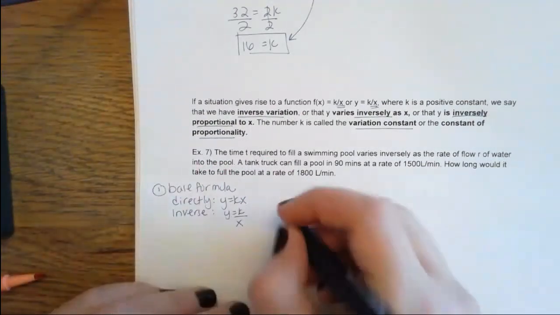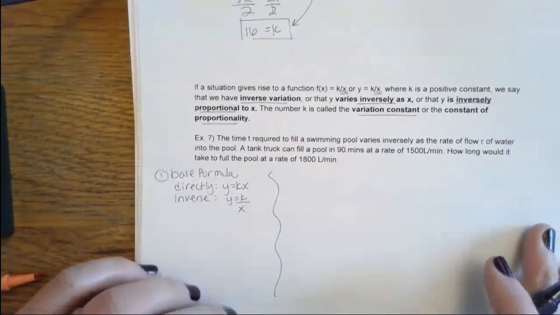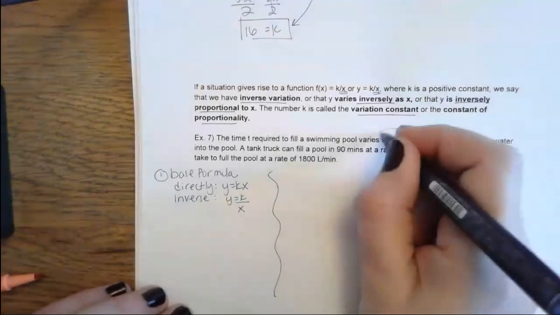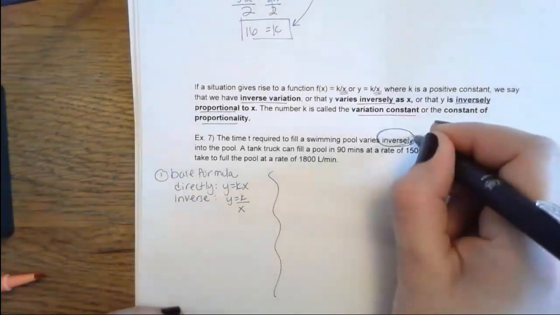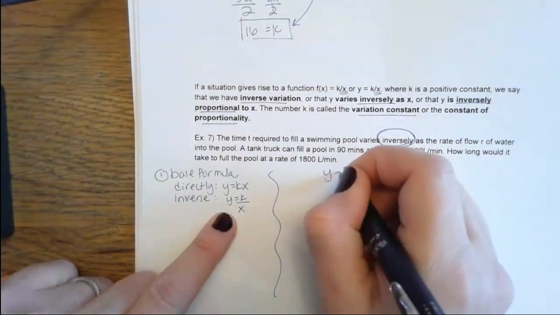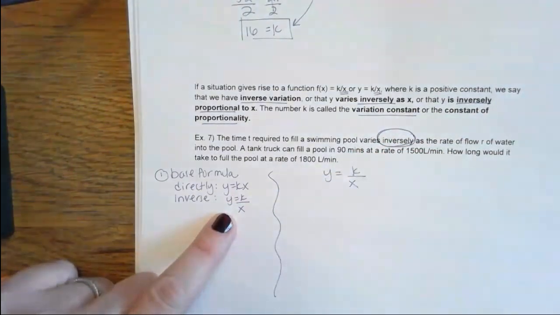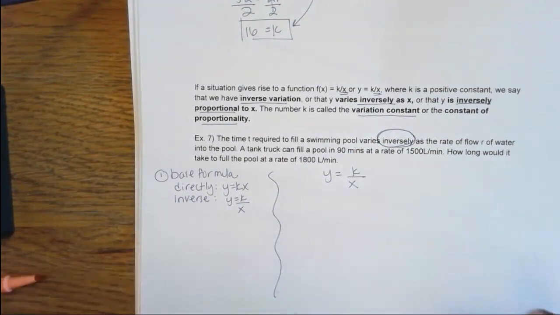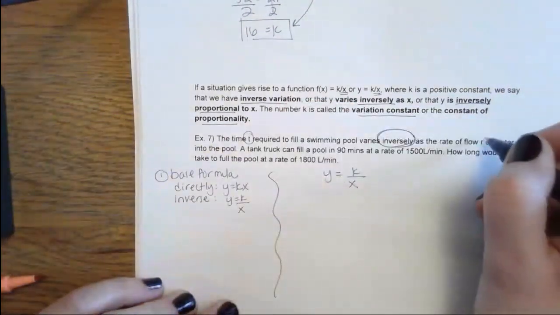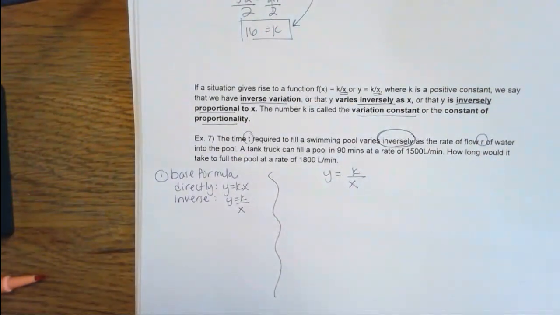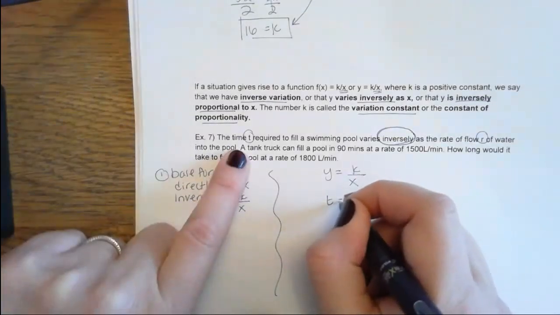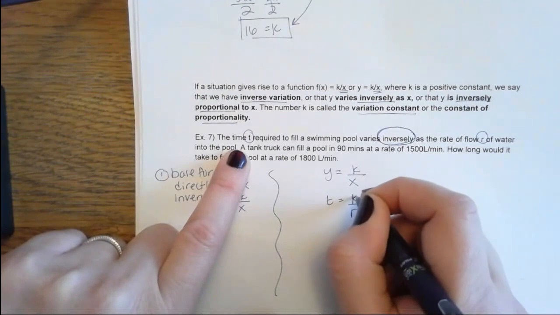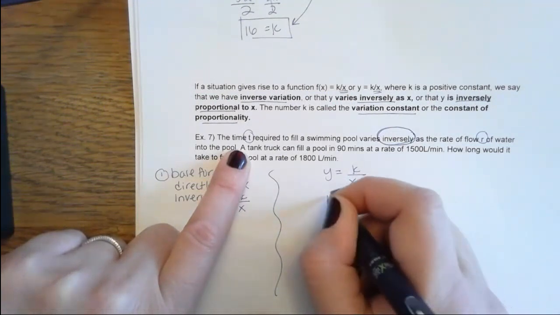So let's read through this one. The time t required to fill a swimming pool varies inversely as the rate of flow r of water into the pool. I'm seeing inversely, which means that my formula looks something like this. Now, I'm not using y and x here. I'm using t, and I'm using r for flow. So I am going to switch out the variables, and instead of y and x, I'm going to do t and r. But it's the same sort of setup where the variable is in the denominator and k is the number up top.